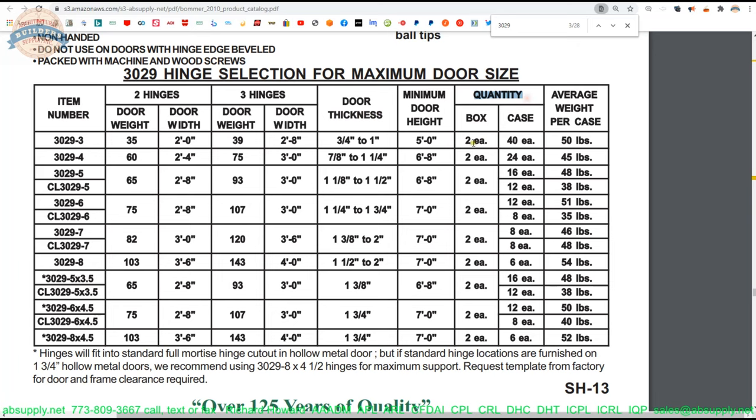They do say 2 in a box. They are sold as each. People don't need to buy them in multiples of 2. If you need 3 hinges, we're not going to force you to buy 4, is the point.